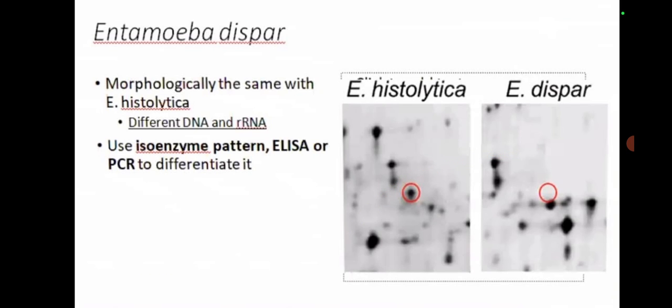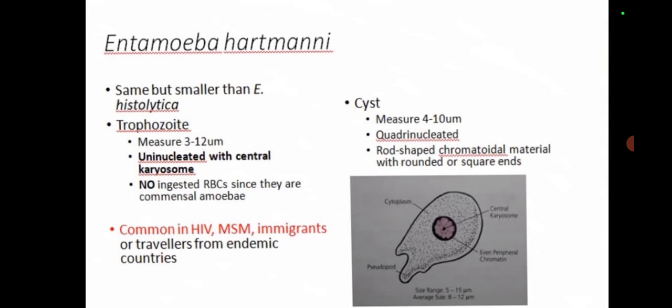Entamoeba dispar is morphologically the same as histolytica but has different DNA and RNA. Use the isoenzyme pattern, ELISA, or PCR to differentiate it. Entamoeba hartmanni is the same but smaller than Entamoeba histolytica.